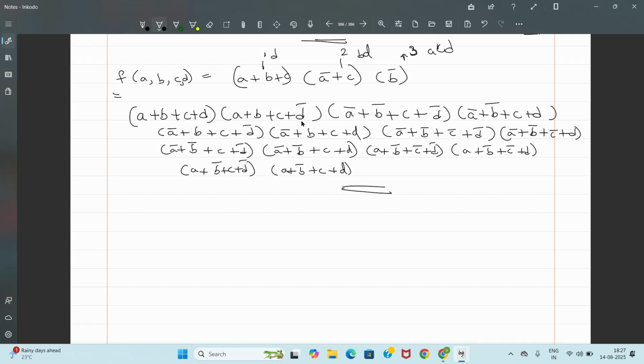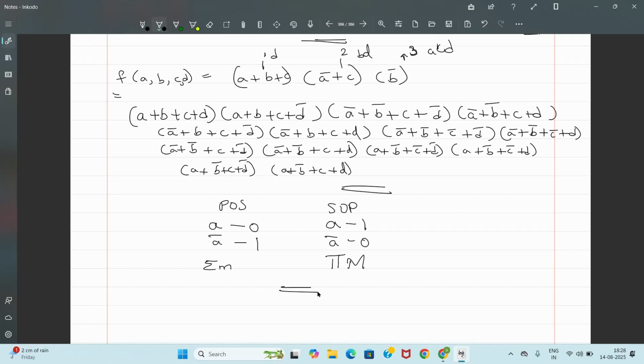Further, if there are any repetitions, eliminate and write it only once. You should be having all unique terms in the end. Then if they ask you to write the max term, take the binary, decimal and from there list it out with pi M, pi capital M. When you're writing the binary, make sure that uncomplemented variable will be 0, complemented variable will be 1. This is for POS, whereas for SOP, uncomplemented is 1, complemented is 0. Here you have summation m, that is sum of minterms. Here you have pi M, product of max terms.